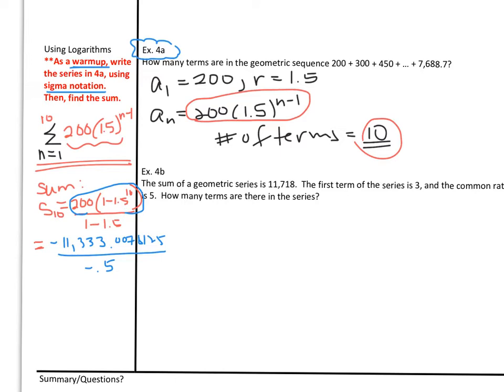If you divide that out, negative 11,000 and so on, divided by negative 0.5, the sum of those 10 terms actually changes to positive, which should make sense because all the numbers that we see in that series are positive. We'll get 22,666.015625. Now that would be the exact sum. I didn't round anything there. So depending on what the directions tell you, you would maybe want to round accordingly.